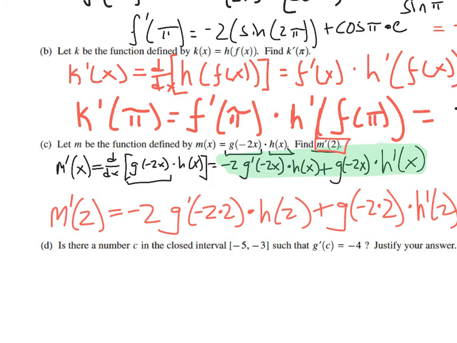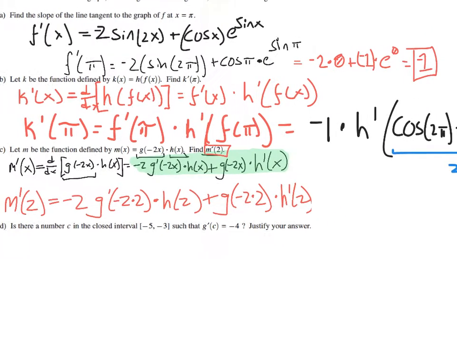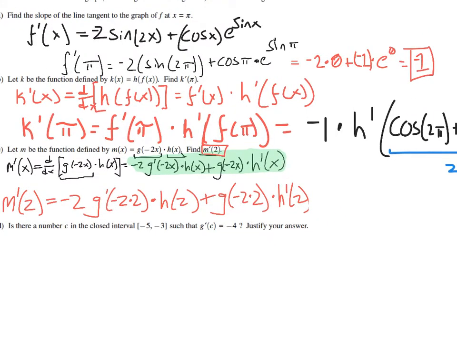Okay? So, all right. What do we do with this? Well, we've got negative 2. Sorry, I got a squeaky table. Hope it's not messing up the recording here. Times g prime of negative 4.